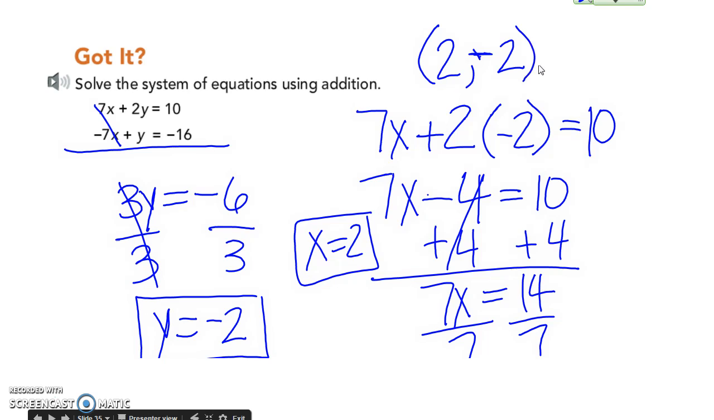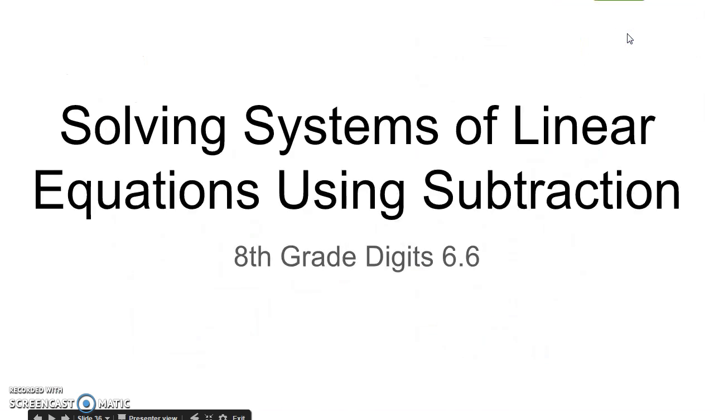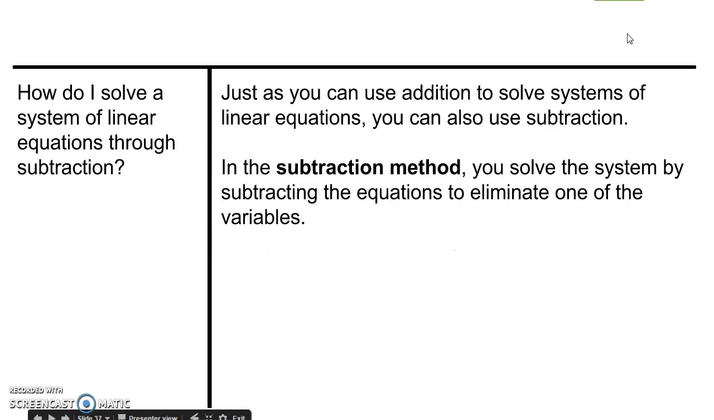Okay, so that's the addition method. Let's now try the subtraction method. The subtraction method is very, very similar to the addition method. And go ahead and quickly copy this down. How do I solve a system of linear equations through subtraction? Just as you can use addition to solve systems of linear equations, you can also use subtraction. In the subtraction method, you solve the system by subtracting the equations to eliminate one of the variables.